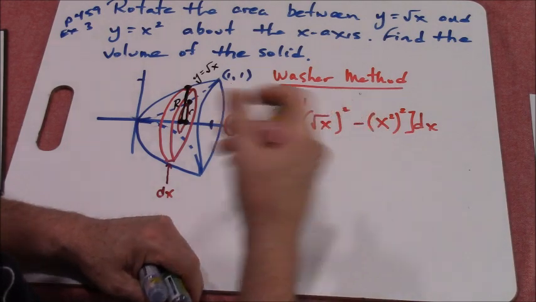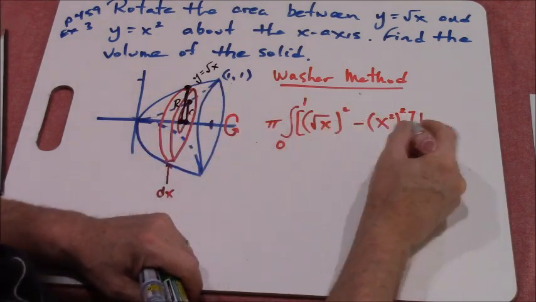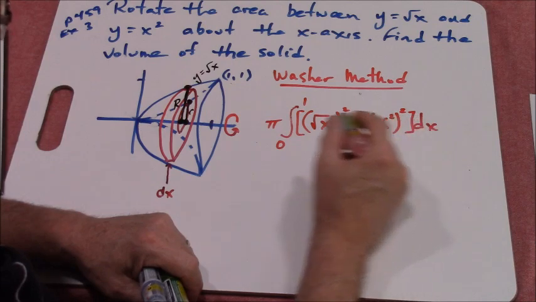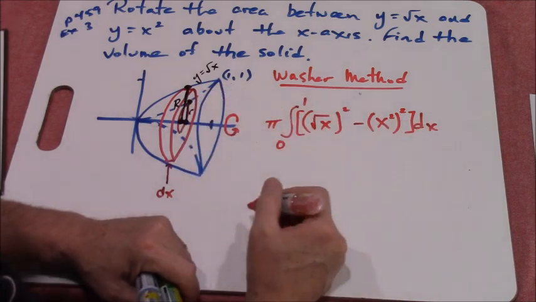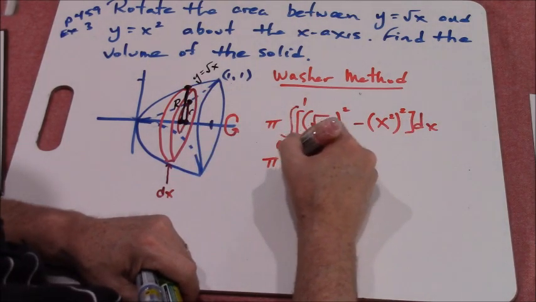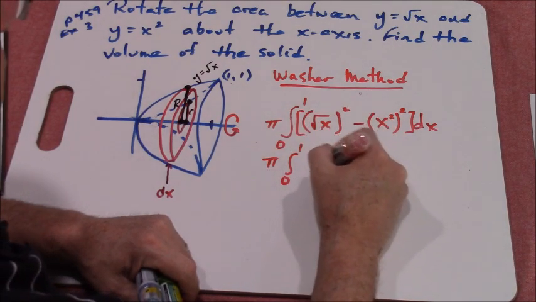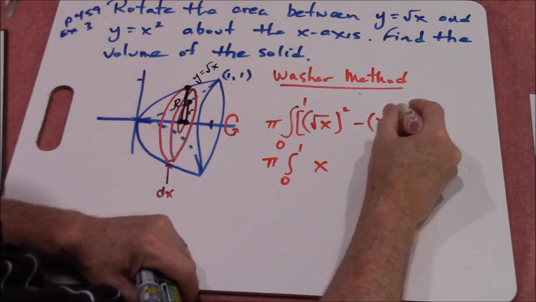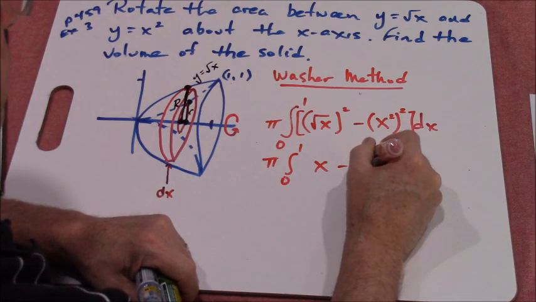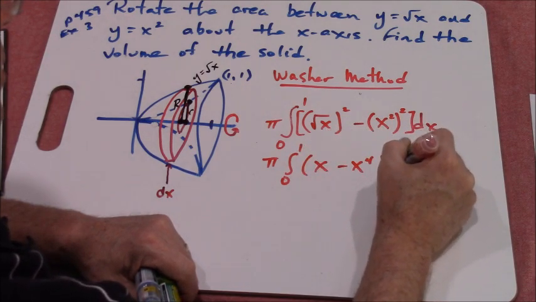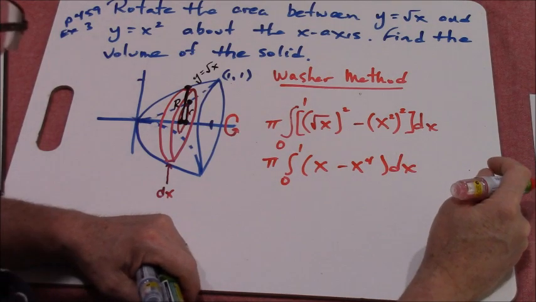So again, from the perspective of the integral, that integral isn't very hard. The hard part is getting it set up and understanding the picture. At this point, I've got pi times the integral from 0 to 1 of the square root of x squared, that's just x, minus x squared squared, that's just x to the fourth. And I can solve that integral without a whole lot of effort.